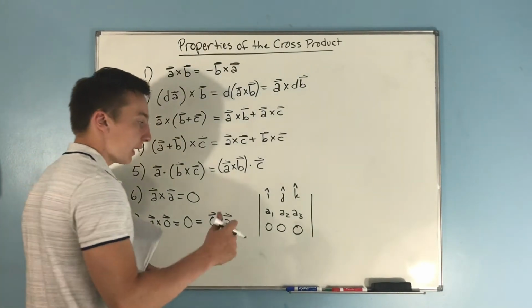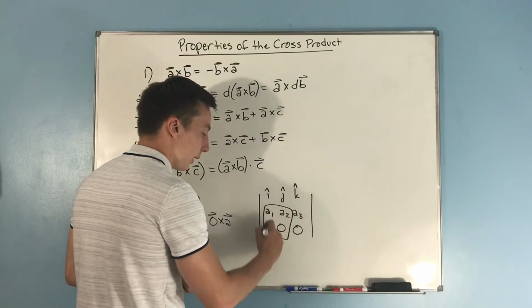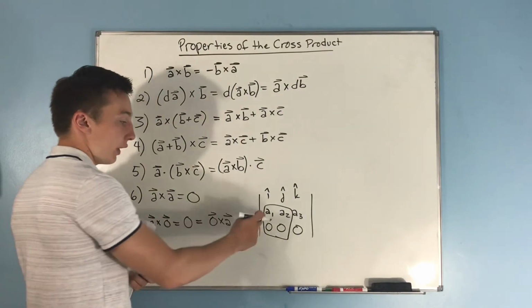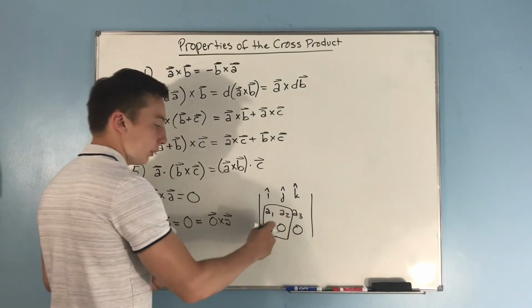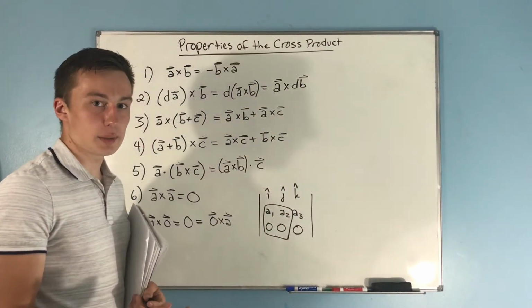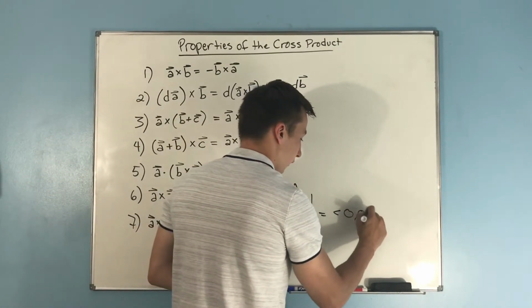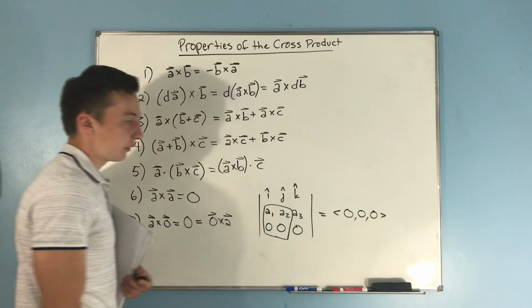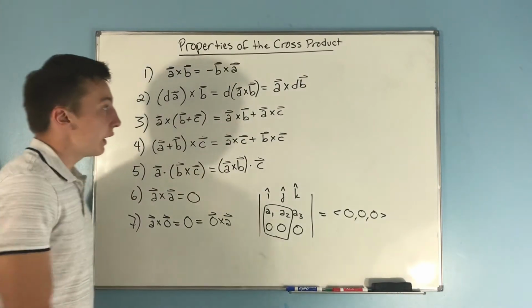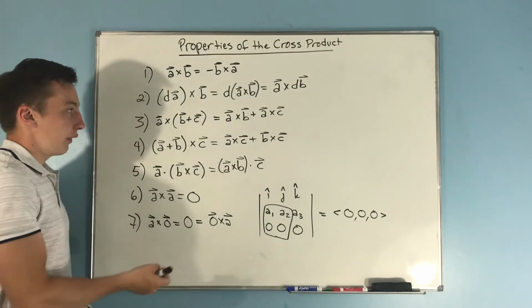AD minus BC. Let's say we're talking about this 2x2 right here. Well, you're going to have an A1 times 0 minus an A2 times 0. You're going to get 0 both times. So you're going to wind up with a vector that is the 0 vector: 0, 0, 0. So that is the properties of the cross product.